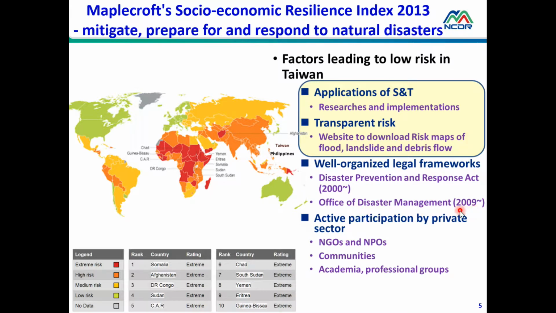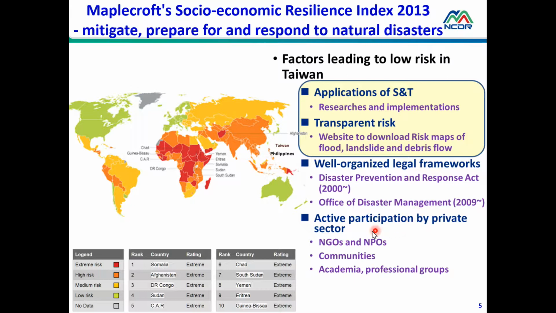And in 2009, we suffered another big setback, which I mentioned in a previous slide, from Typhoon Morakot. We also upgraded our system and set up the Office of Disaster Management to coordinate emergency response and disaster risk management.